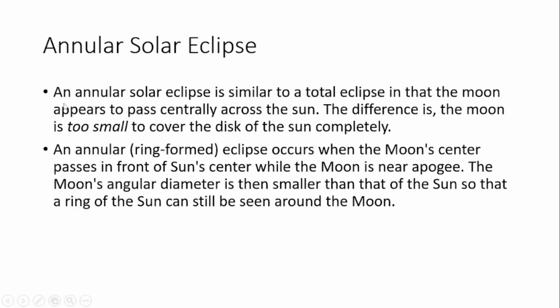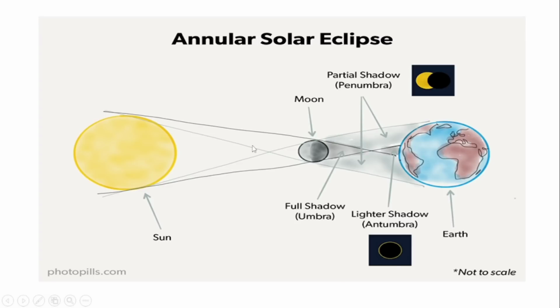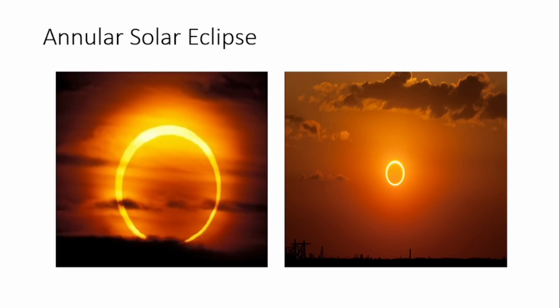In an annular solar eclipse, the eclipse is similar to a total solar eclipse in that the moon appears to pass centrally across the sun. The difference is the moon is too small to cover the disk of the sun completely. The moon, in its elliptical orbit, is further from the earth and its umbra is too short to reach the earth, but the moon is located in front of the sun. Like here it's shown in the diagram. It is called the annular solar eclipse, as shown in the diagram.